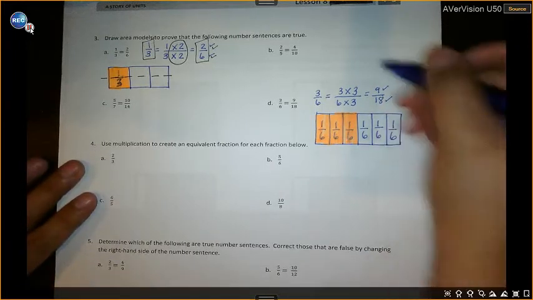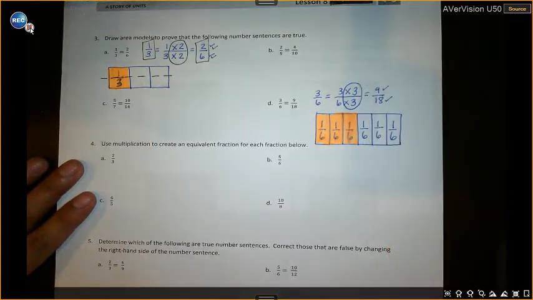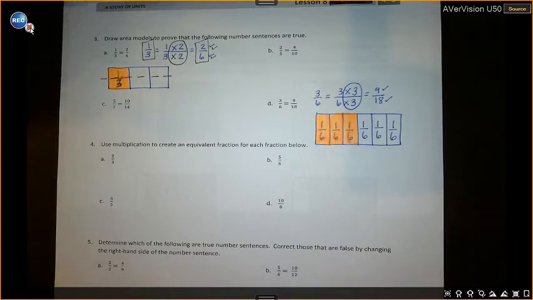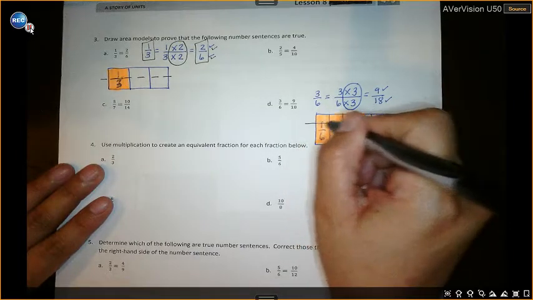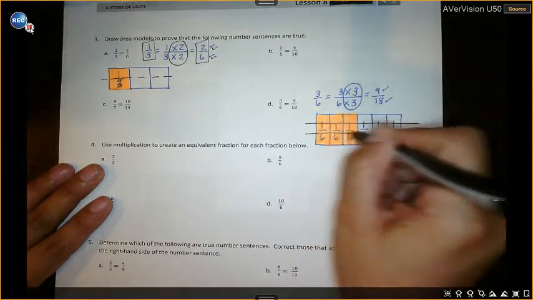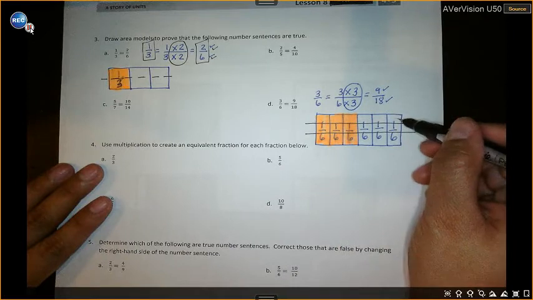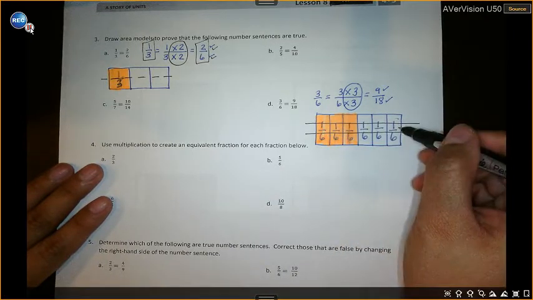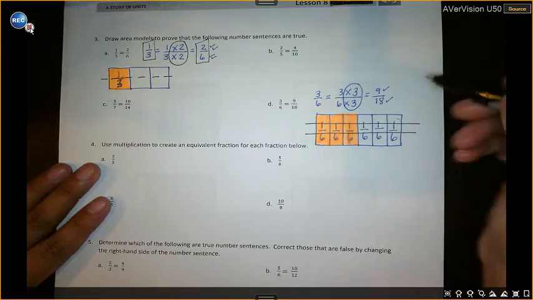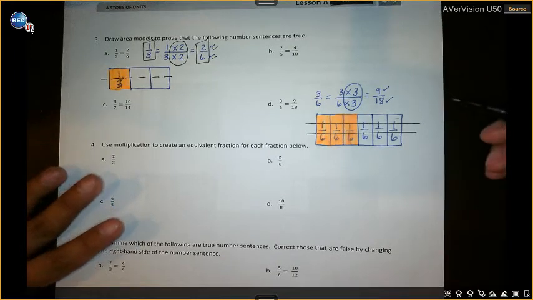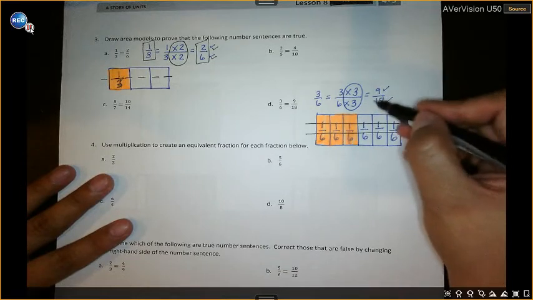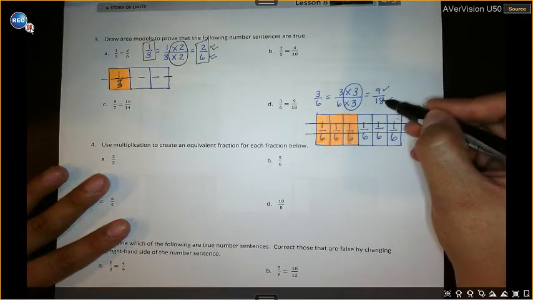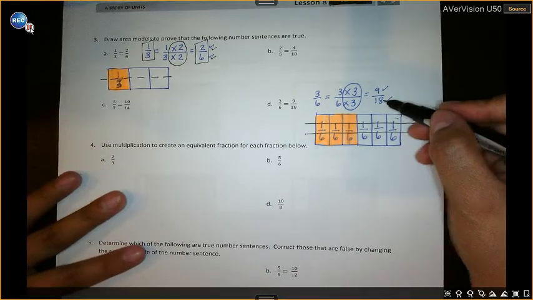Now, since we're multiplying by 3, I have to have 3 rows. So I'm going to draw a solid line to divide it into 3 rows. That's 1 row, the second row, and the third row. Now I'm going to count. Because they're no longer 6, I'm going to count to verify that it represents 9/18. So let's focus on the total number of equal parts, which is the denominator. Let's make sure that there's 18 equal parts.